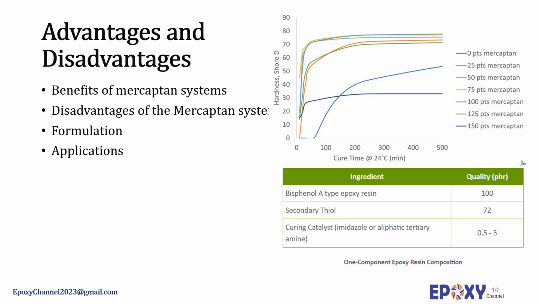Secondary thiols can be used to formulate one component, 1K, epoxy resins when combined with a latent catalyst. These 1K resins have excellent storage stability and rapid low temperature curability. The latent catalyst is activated by the dissolution of the powder upon heating. A 1K formulation with latent curing catalyst helps achieve a long shelf life as well as a short gel time, balancing stability and durability.